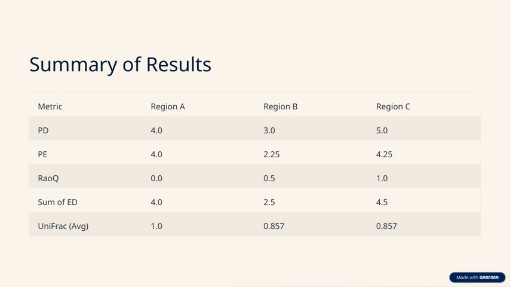Altogether, these metrics give us a comprehensive snapshot of the differences and similarities among the regions. They help us understand where the most variation exists and how the regions compare in diversity and divergence, an essential part of interpreting our overall findings and guiding future analysis.